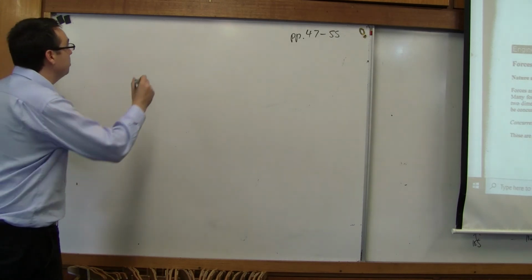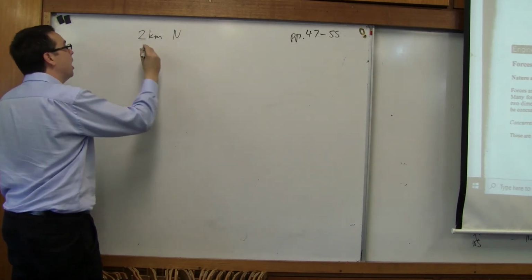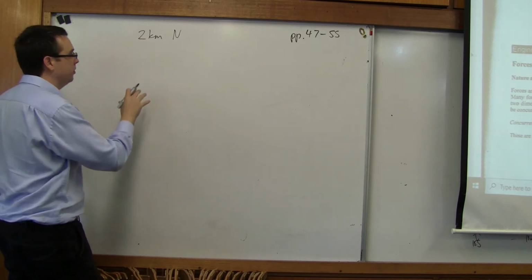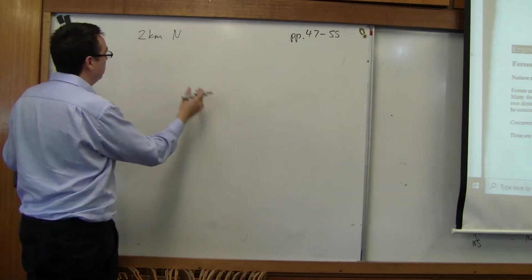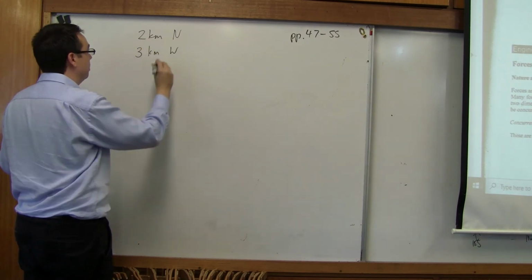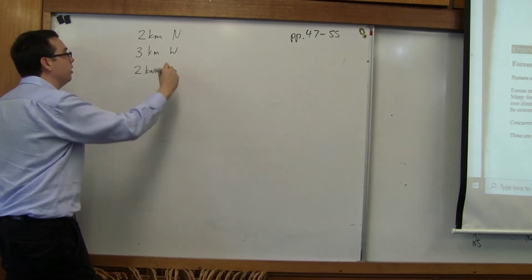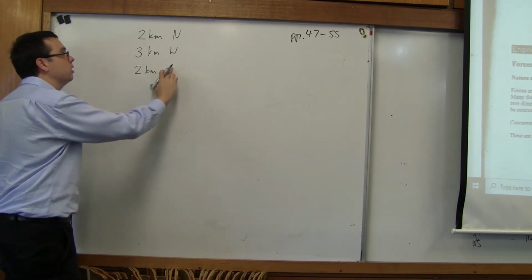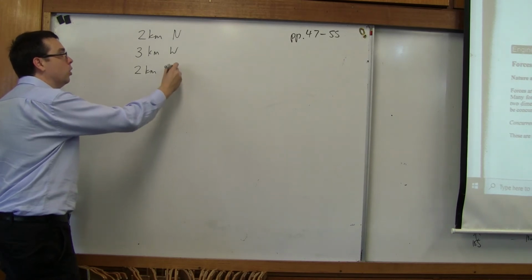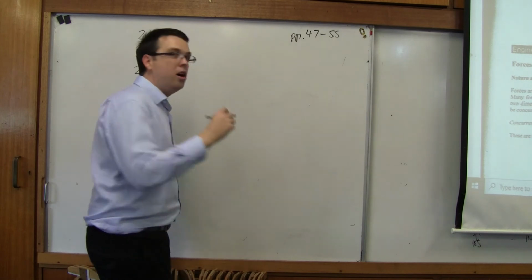The first displacement is that she's going to go 2 kilometers north. And then she's going to go 3 kilometers west. And then she's going to go another 2 kilometers north. How far is she from where she started? Can anyone tell me? 3, 2, 1. Yeah. Okay, so let's have a look.